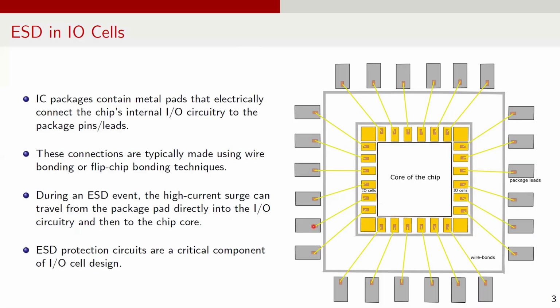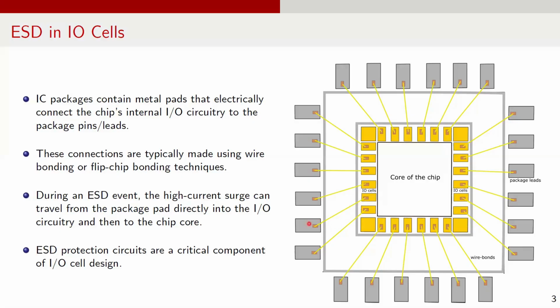IC packages contain metal pads or metal contact areas that electrically connect package pins or leads to the chip's internal I/O circuitry. These connections are typically established using wire bonding or flip chip bonding techniques. In the image here, a wire bonded connection is shown between the package pad and the I/O pad sitting at the chip's periphery. Thin wires, usually gold or copper, form the conductive link, enabling signal transmission from the PCB to the package and finally to the chip.